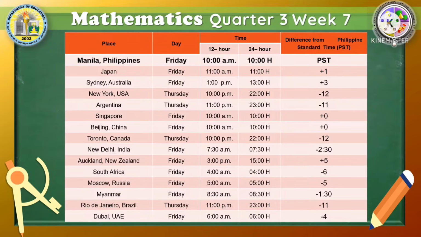I'll give you few seconds to familiarize the information given on the table. Based on the time in Manila, Philippines, what do you think is the time in South Africa? Did you say 4 a.m.? You're right! Just subtract 6 hours from the reference time because South Africa is 6 hours behind.